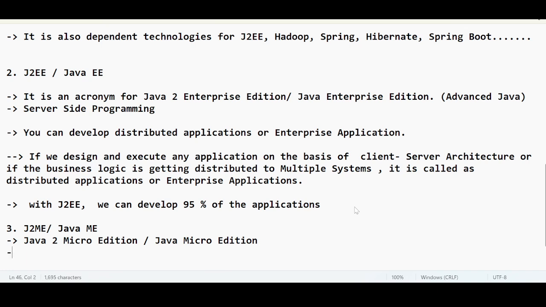Okay, you are going to do what? You're going to do micro programming. Sir, is there any popularity with the micro programming? Is there any demand for J2ME? If you ask me this question, now there is no such demand.